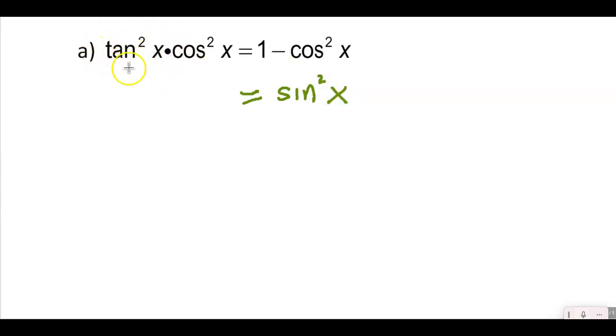So the trick is right here. Can I take tangent squared and cosine squared and simplify these by multiplying them and have it equal this? And that's the name of the game, really. We just go over here and say, well, I know tangent squared. We know that's going to be rise over run, sine squared over cosine squared.